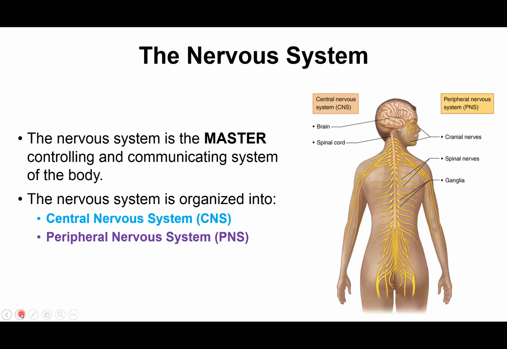So beginning our discussion on the nervous system, the nervous system is the master controlling and communication system in the body. And we organize the nervous system into the central nervous system, which is going to be consisting of the brain and our spinal cord. And then the peripheral nervous system is going to be things like our cranial, spinal nerves, ganglia, basically anything that's not brain and spinal cord. So let's talk a little bit more about these things.